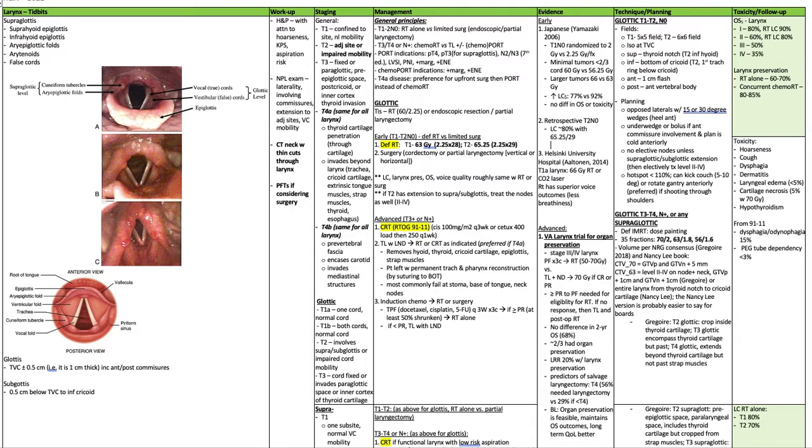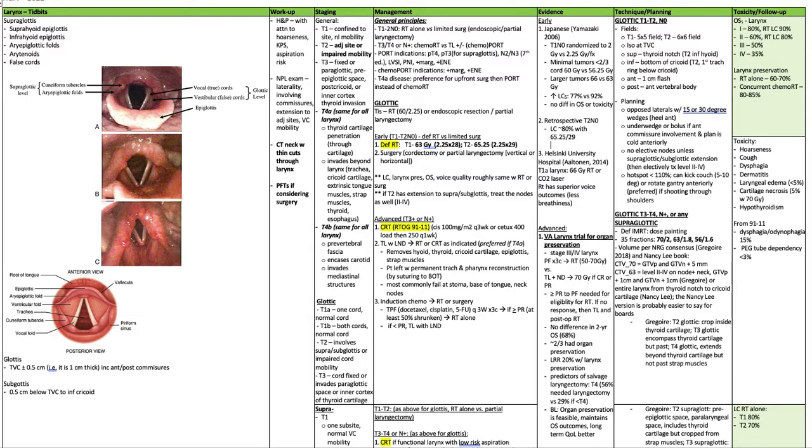Total laryngectomy removes the hyoid, the thyroid, the cricoid cartilage, the epiglottis, and the strap muscles. The patient is left with a permanent tracheostomy and a pharynx reconstruction by suturing to the base of tongue. It's most common to fail at the stoma, at the base of tongue, and the neck nodes.